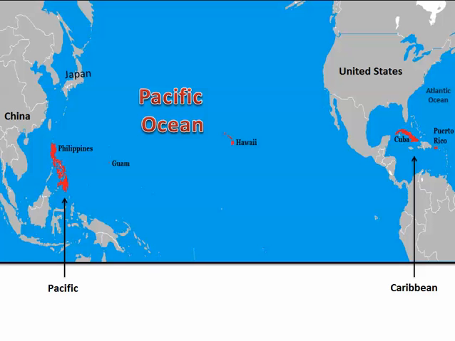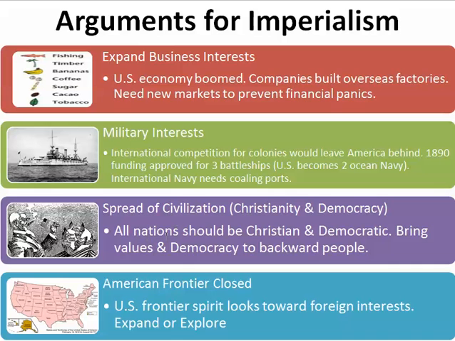And then we see the spread of civilization, Christianity and democracy. Americans had this sense of superiority that we needed to go out into the Philippines and all these other nations to spread our Christianity and democracy to them. All nations should be Christian, democratic, bring values and democracy to a backward people. I almost want to start talking about Winthrop's City Upon a Hill again. I'm not going to do that, but to show the world we're a beacon of progress. And I think that's what a lot of Americans thought they would do.